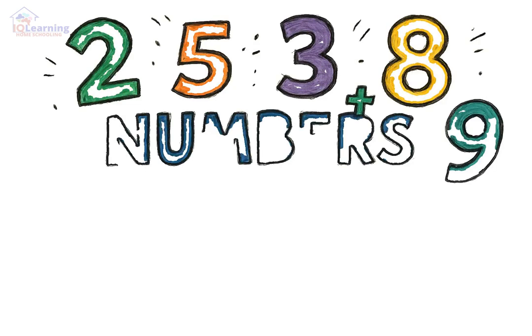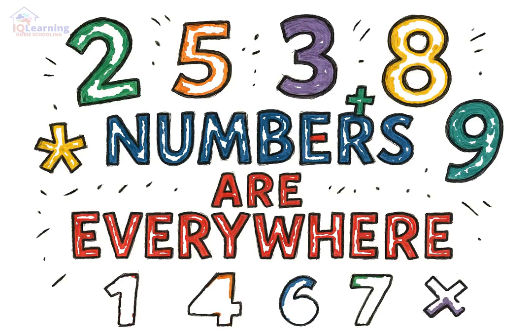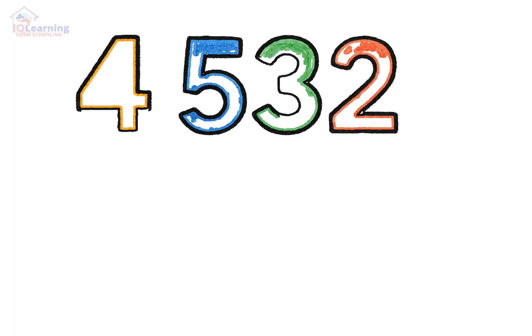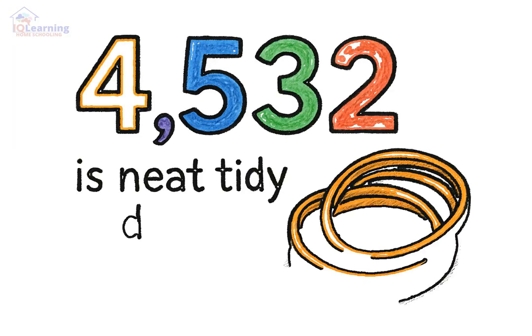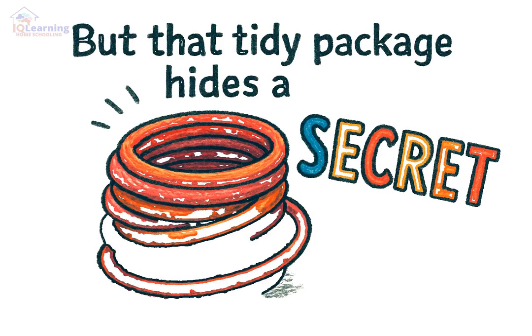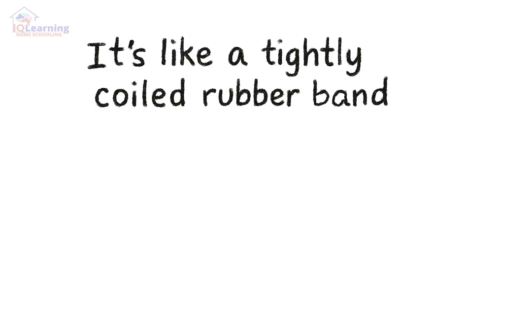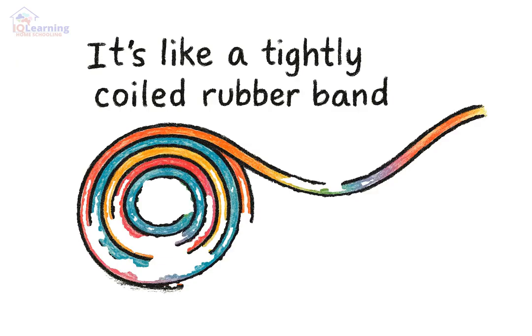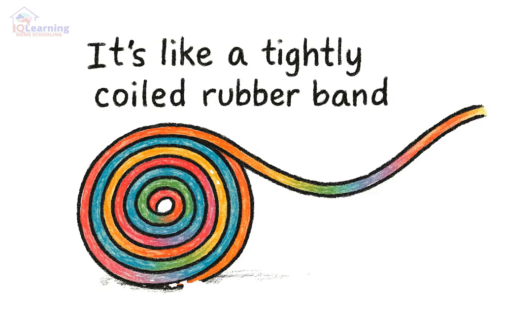Numbers are everywhere, written in what we call standard form. A number like 4,532 is neat, tidy, and easy to read. But that tidy package hides a secret. It's like a tightly coiled rubber band, and we rarely get to see how far it can truly stretch.